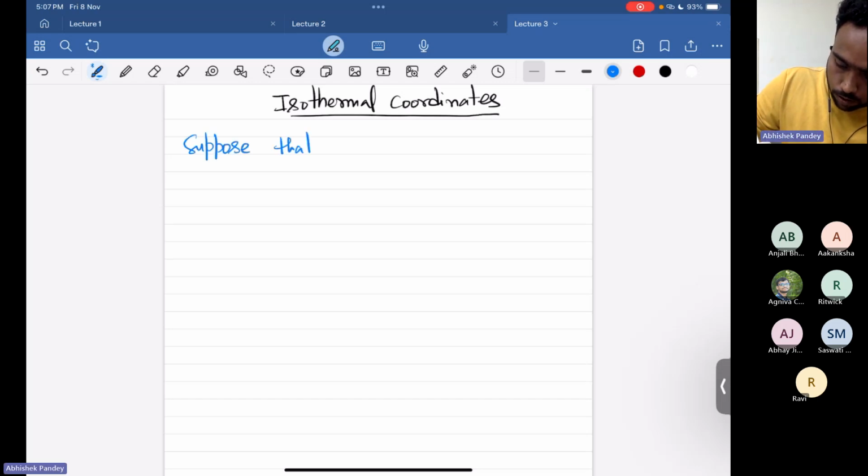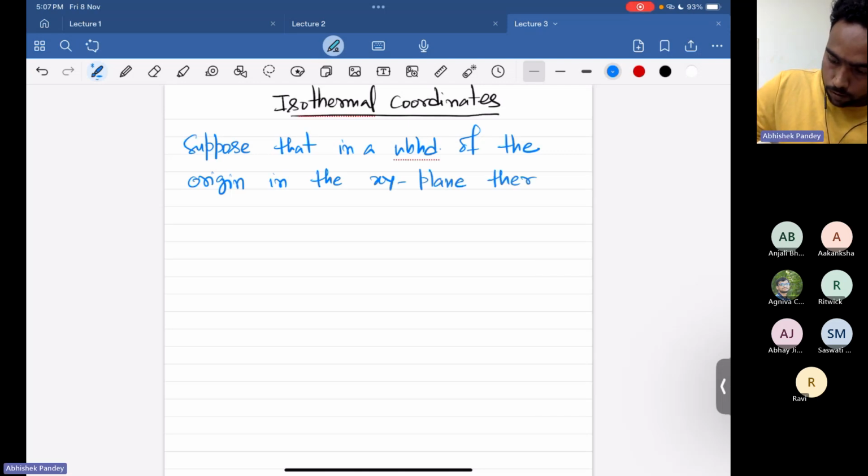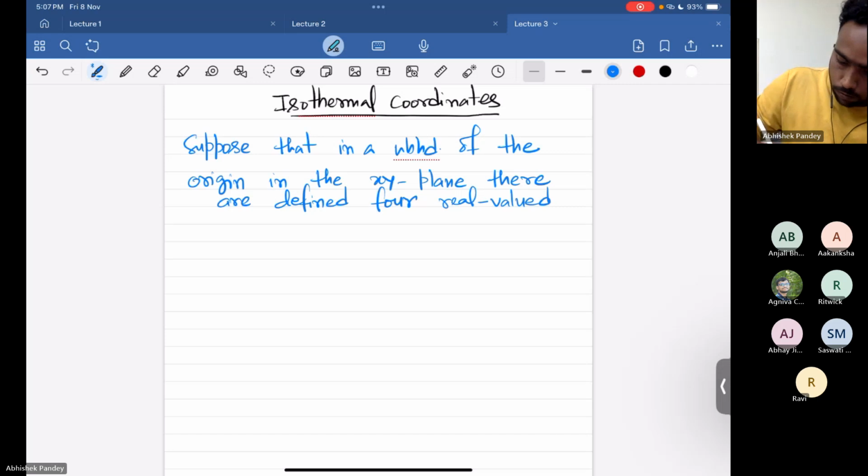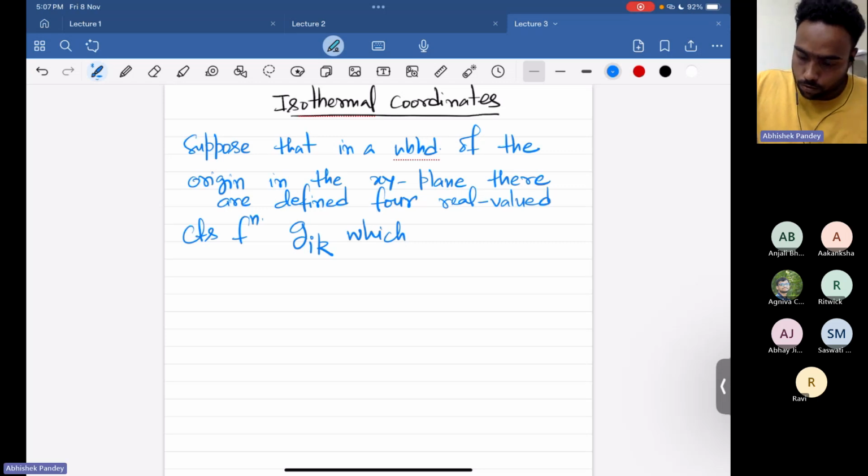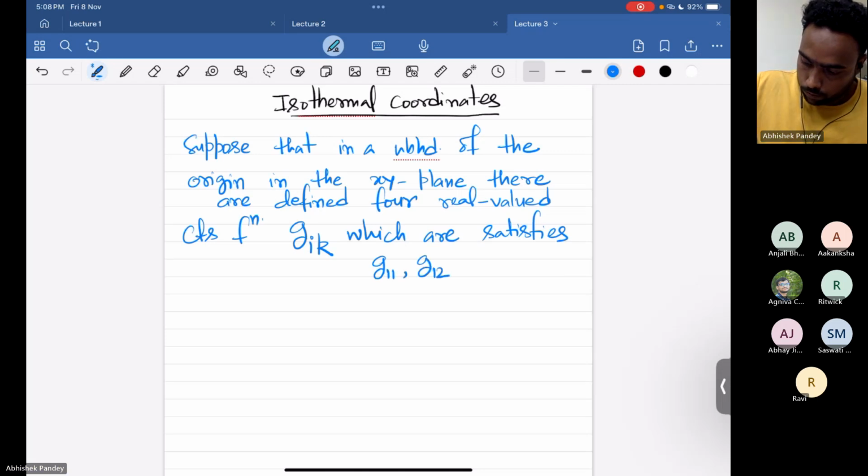Suppose that in a neighborhood of the origin in the xy plane, there are four real valued continuous functions, denoted by g_ik, which satisfy that g11 and g22 are positive.